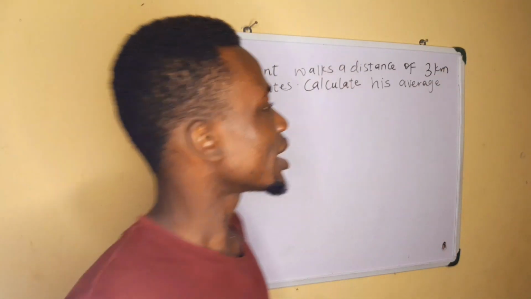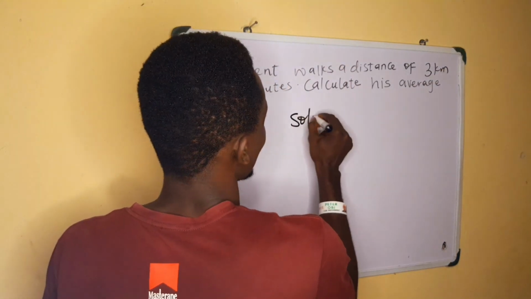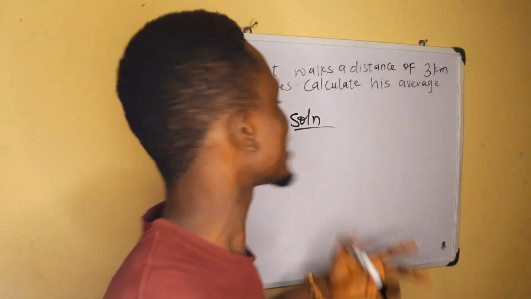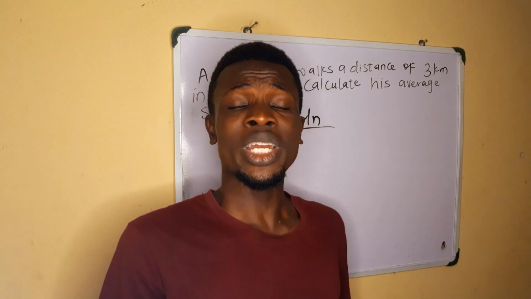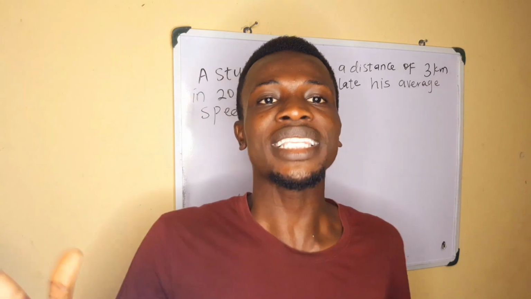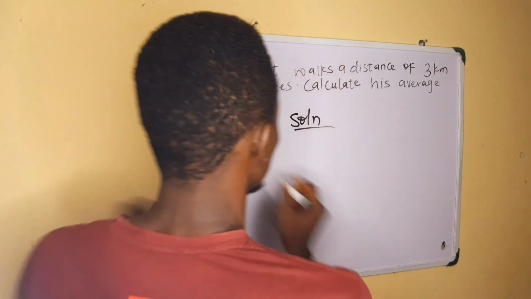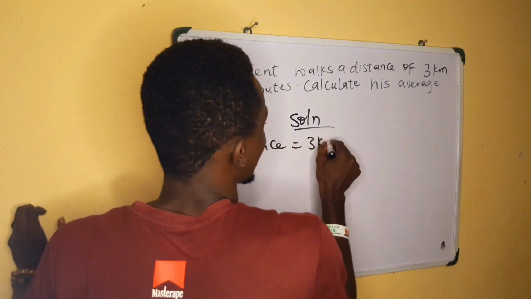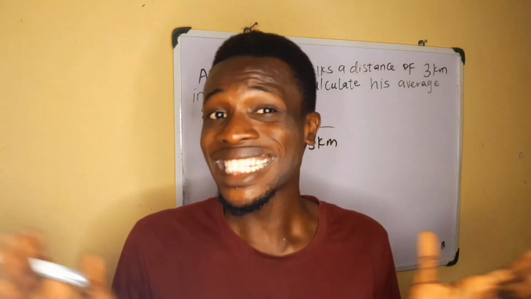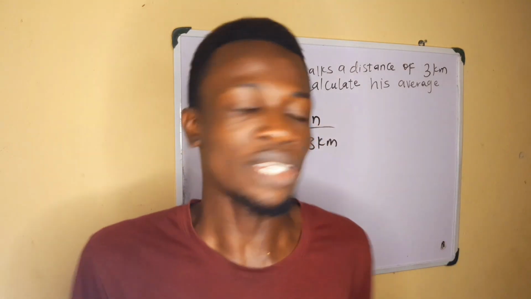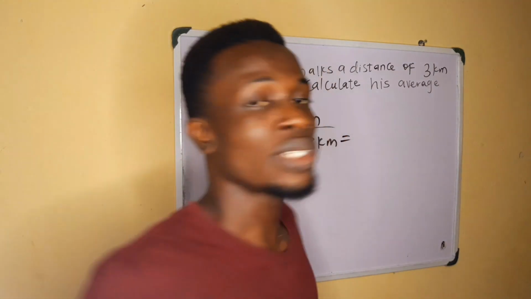Now, let us consider this question. Solution. A student walks a distance of 3 kilometers in 20 minutes. Calculate his average speed. The obvious thing to do whenever you are solving any physics problem, this is a tip for you, is first of all, to write out the parameters that you are given. So here we are given a distance. Distance is given as 3 kilometers. But is 3 kilometers the SI unit? No. So you have to change it to the basic SI unit, which has to be in meter.